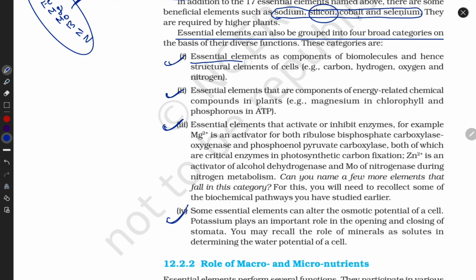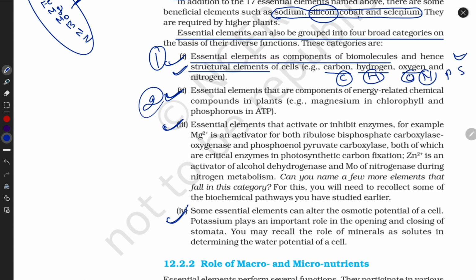Like essential elements that are components of biomolecules. If they contribute to structure, they make the structural body. Which elements make up the structural body? Carbon, hydrogen, oxygen. CHON. But according to your NCERT, remember these 4. But they are also included, guys. They are also important for structural elements. Next criterion is, this is criterion 1 and this is another criterion.